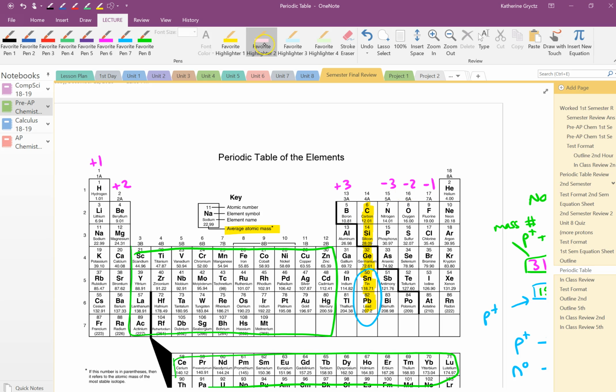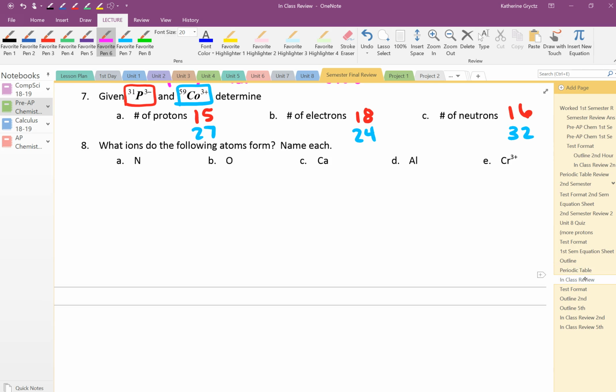Okay, the 3 in this middle group, the transition elements that you have to know. You have to know those 3. You have to know that silver is going to be a +1, and then cadmium and zinc are both +2s. Okay, so if you look back at that in-class review, it says what ions do the following atoms form.